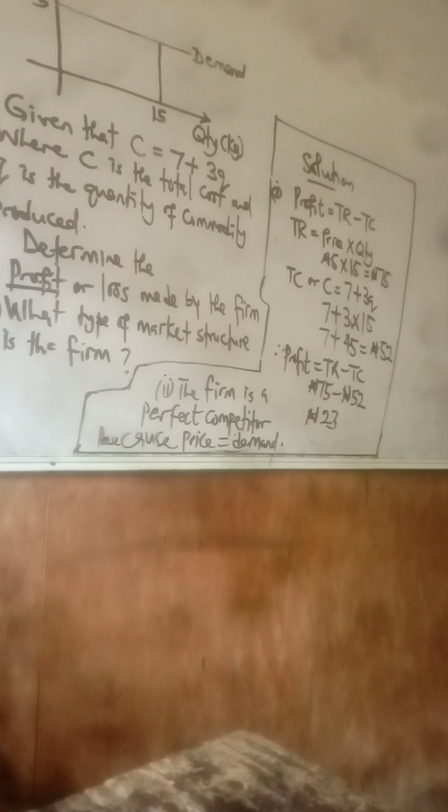So please, in economics, the formula for profit, as I said earlier, is total revenue minus total cost. If it happens to be loss, it's going to be total cost minus total revenue. So this is a case of profit. Our final answer for this is 23 naira.